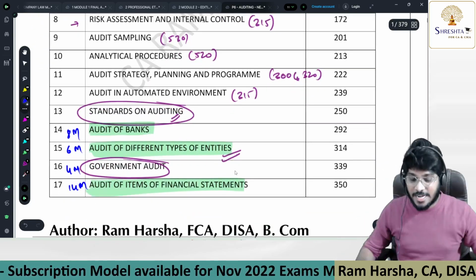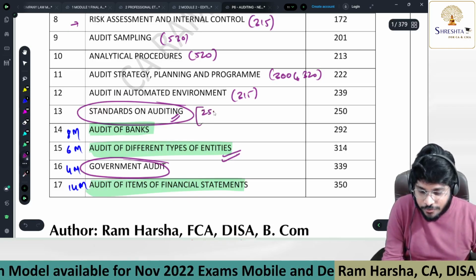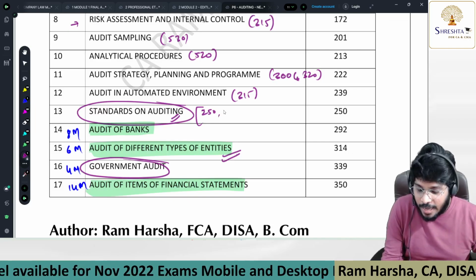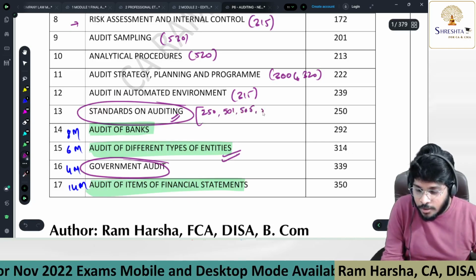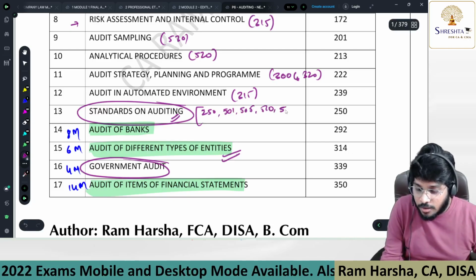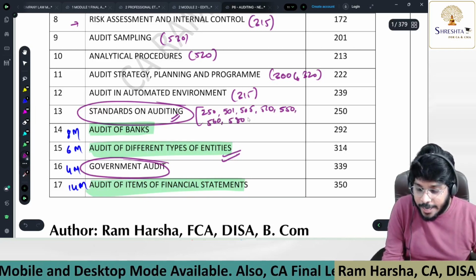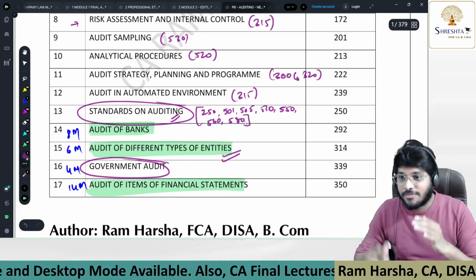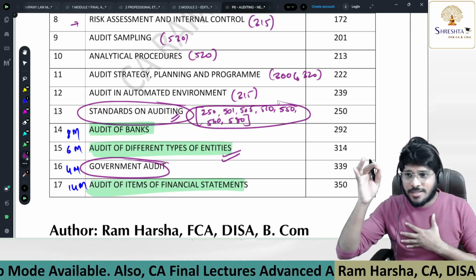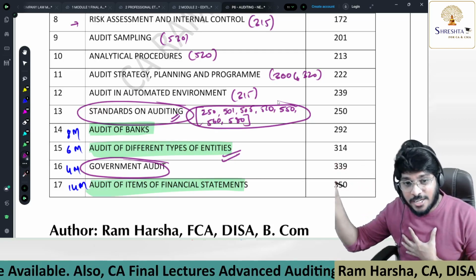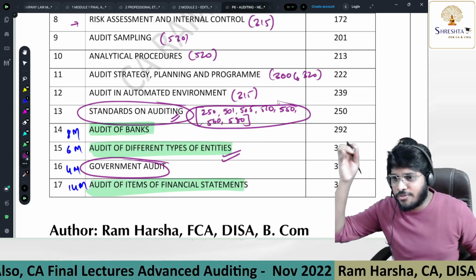Now the remaining standards, what are the remaining standards? 250, 501, 505, 510 and 550, 560, 580. These standards are what we are covering in the standards topic. If someone asks me, sir, what are the standards that are there as part of the standards on auditing chapter, or another question, sir, what are the standards that we need to refer from the pronouncement?